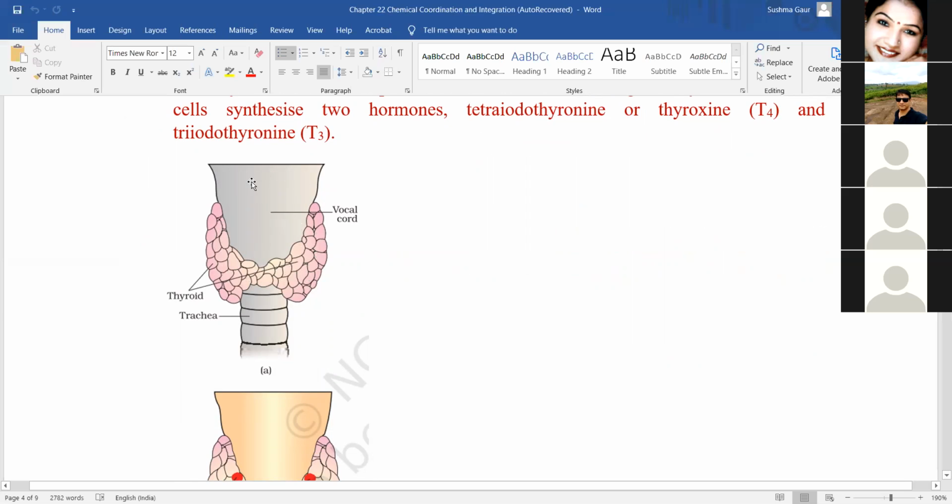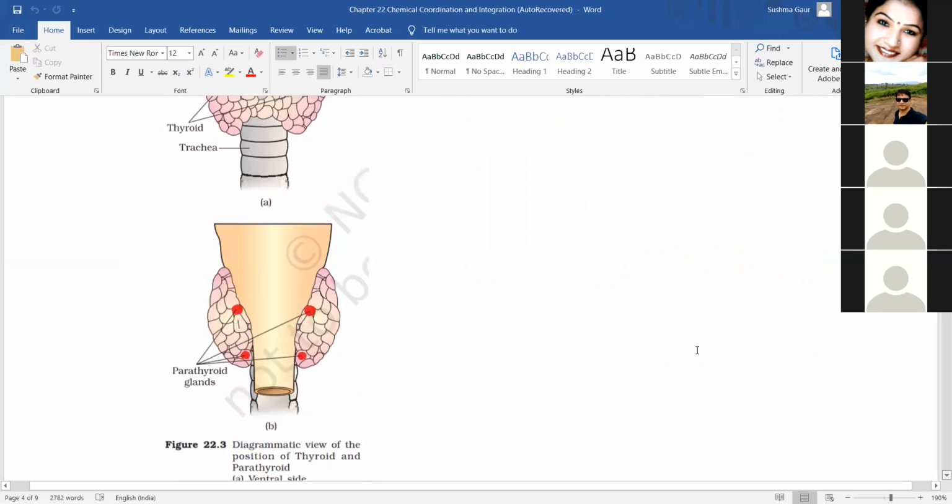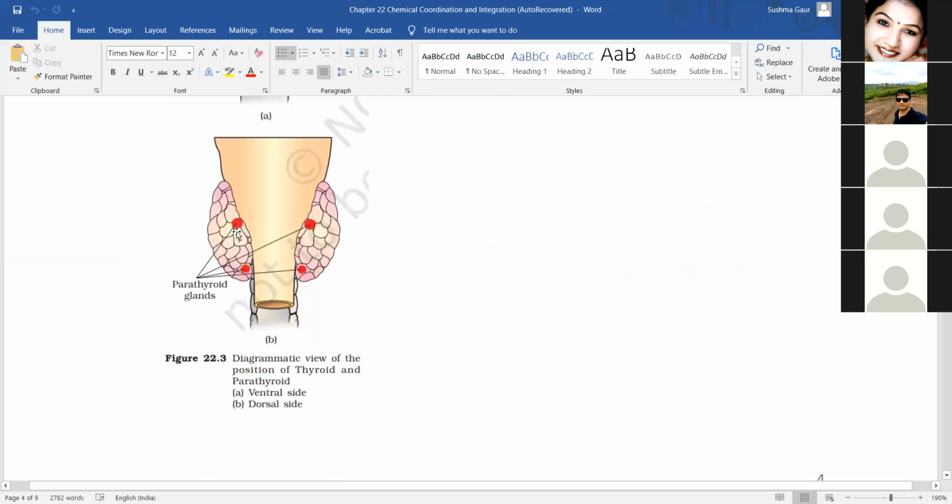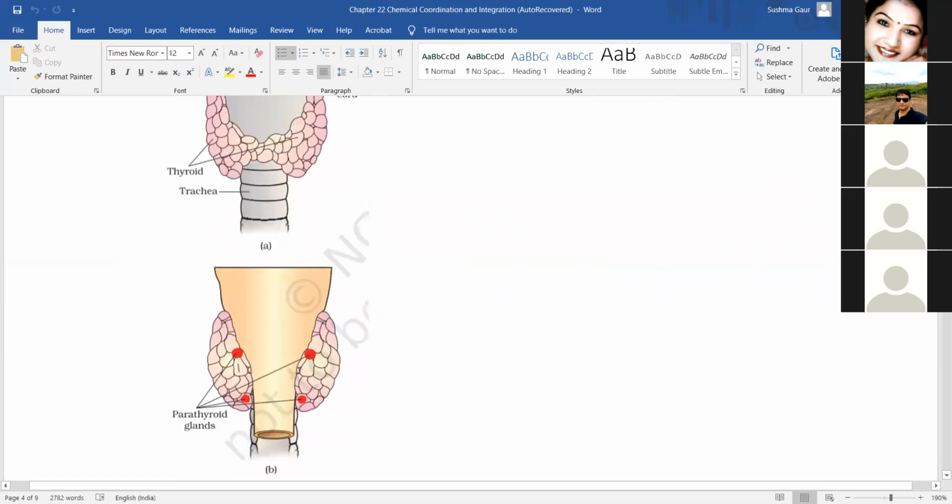This is your vocal cord, because of which the voice comes, okay? And there are parathyroid glands that will be present in pairs in each lobe of this thyroid gland, okay?